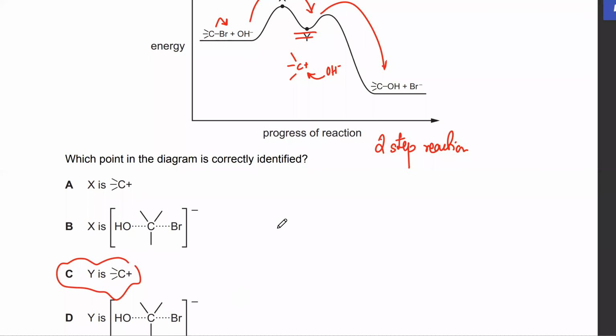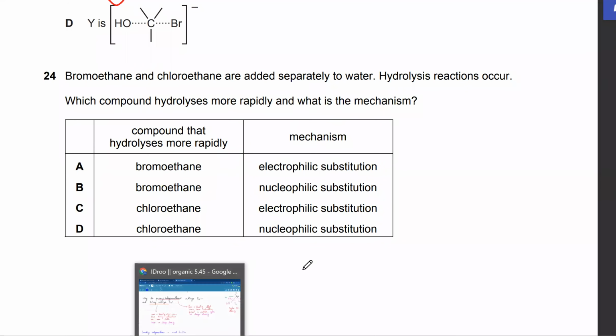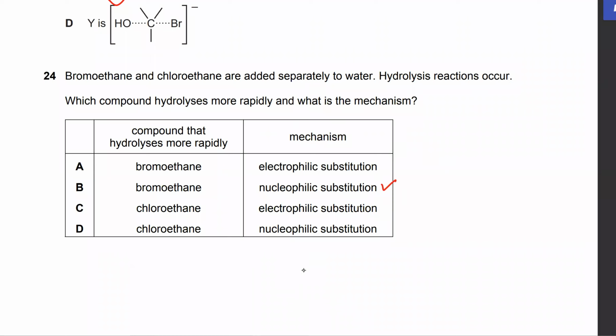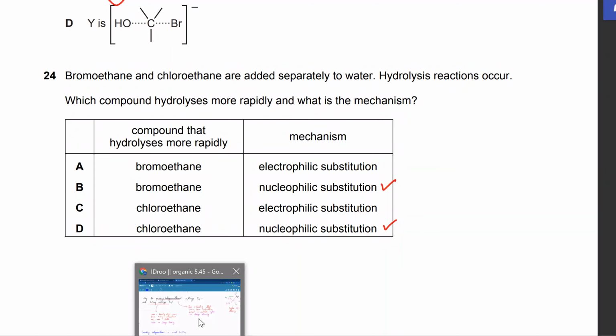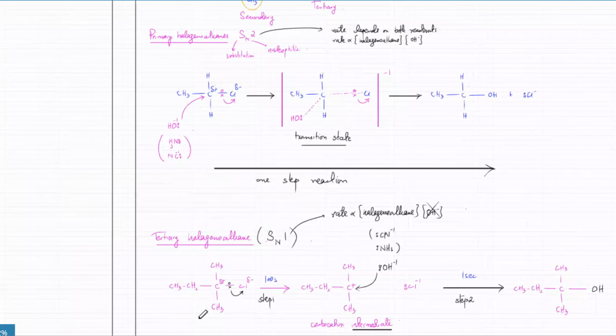So coming back to the question, that's the answer to this one. Next one is bromoethane and chloroethane are added separately to water. Hydrolysis reaction occurs. Which compound hydrolyzes more rapidly, and what is the mechanism? So we do know that it's nucleophilic substitution because we just did that. Okay, so it's about the same SN1 SN2 reaction.